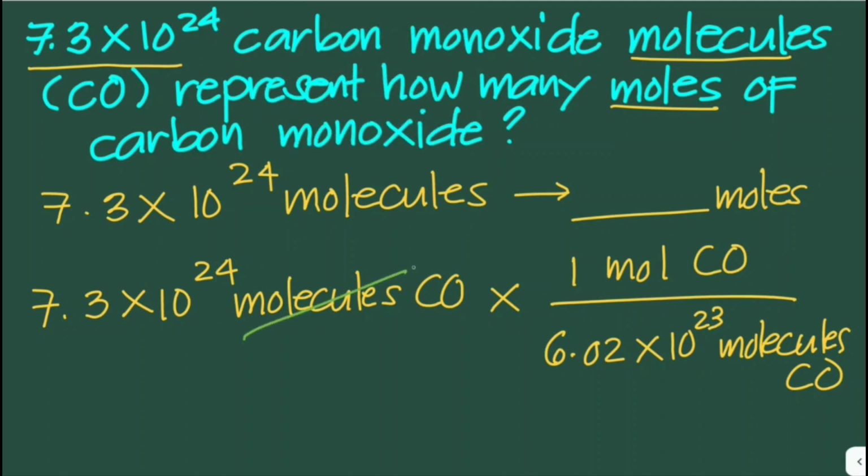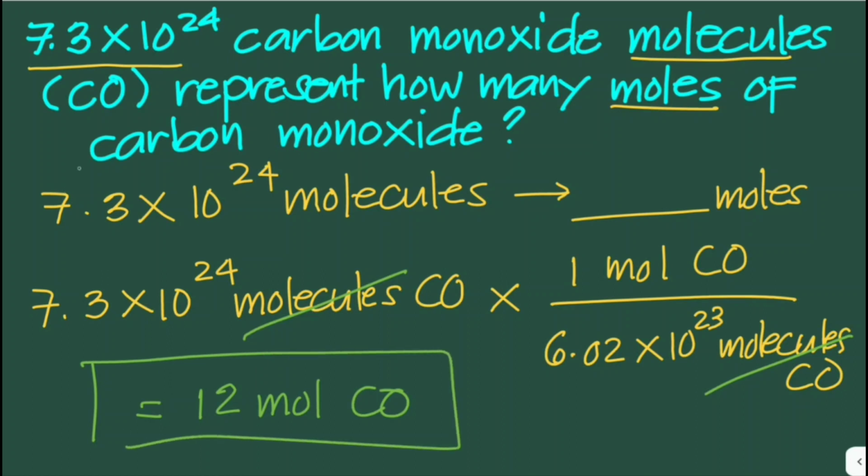All right, molecules here cancel out, and we are left with number of moles. That would be 7.3 times 10 to the 24th divided by 6.02 times 10 to the 23rd, and this would give us 12 moles of carbon monoxide. Therefore, 7.3 times 10 to the 24th molecules is just equivalent to 12 moles of carbon monoxide.